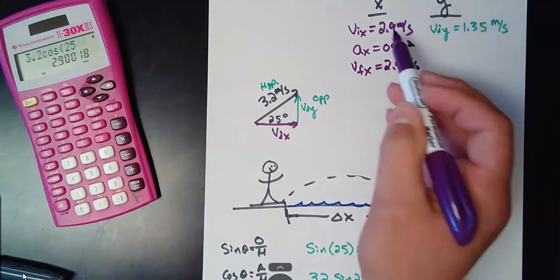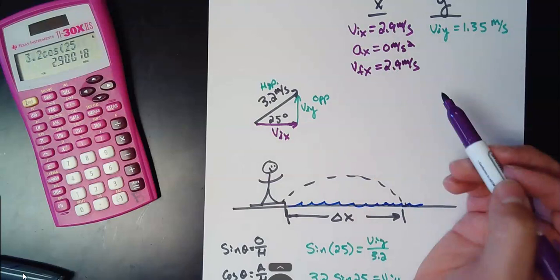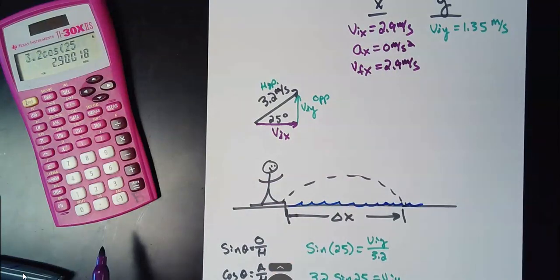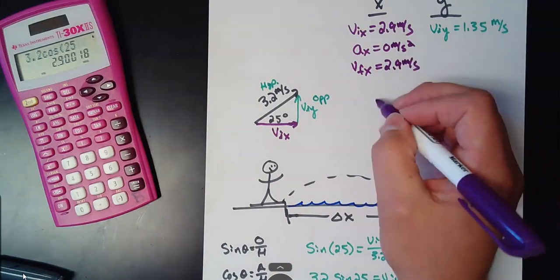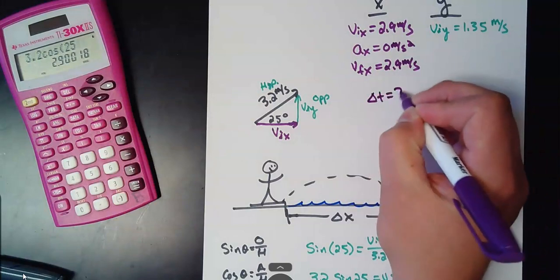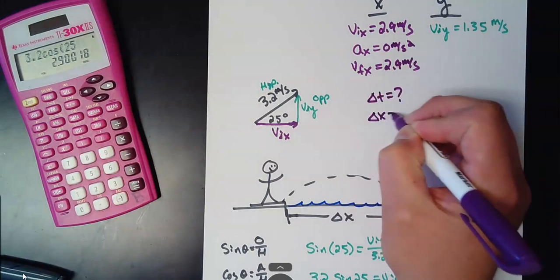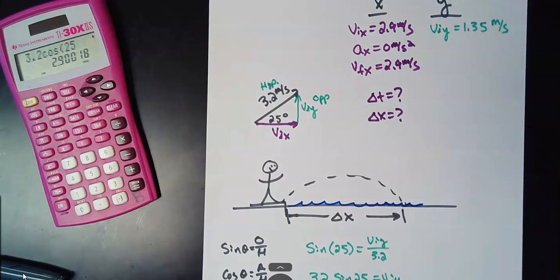And it also says that the average velocity, if I want to know it, is also 2.9 meters per second. What's unknown here in the x direction is delta t and delta x. Delta x is what the question is asking for. How far is this diver going to land in the water?